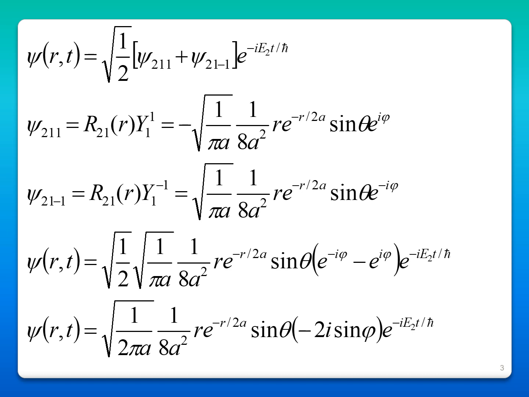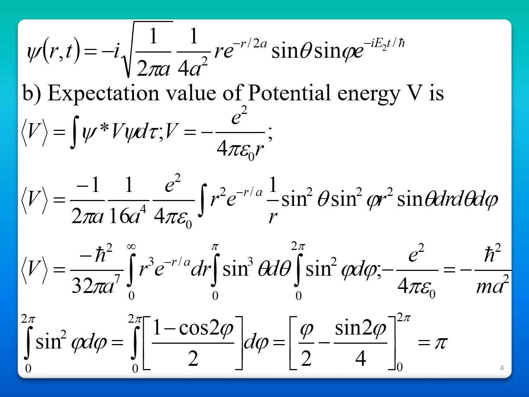So now you substitute all these values, you are having psi of r comma t is square root of 1 by 2 pi a times 1 by 8 a squared r e power minus r by 2a sin theta. In this, e power i phi minus e power minus i phi is 2i sin phi, times e power minus i E2 t by h cross. So psi of r comma t is equal to minus i square root of 1 by 4 pi a times 1 by 4 a squared r e power minus r by 2a sin theta sin phi e power minus i E2 t by h cross.